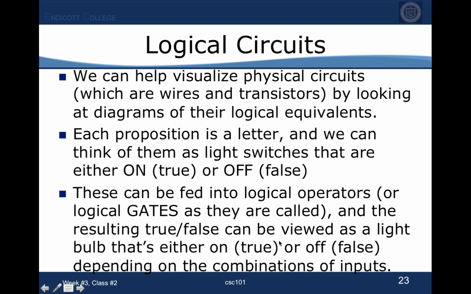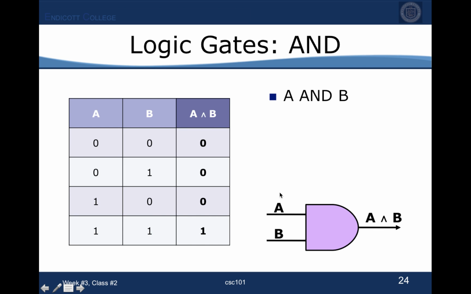Maybe think about there being a light bulb at the end of the circuit. In other words, coming out of the gate, or coming out of the logical circuit, is maybe a light bulb. If you have a true in your truth table, the light bulb would be on, and if you have a false in your truth table, maybe it would be off. Okay, so there are symbols that are standard for our gates.